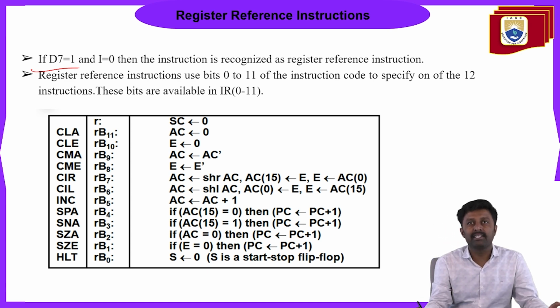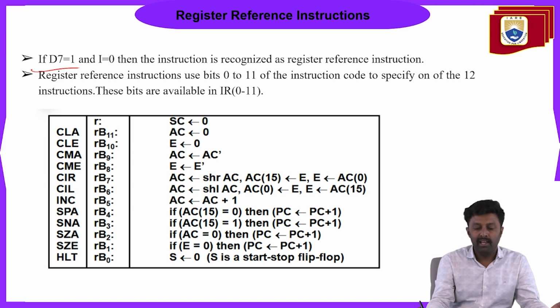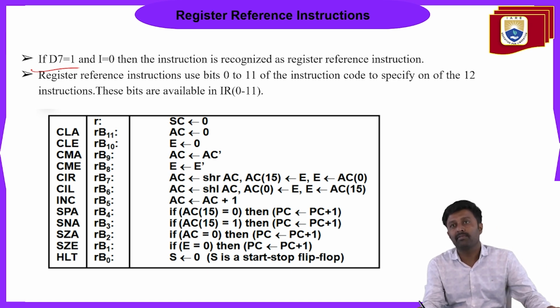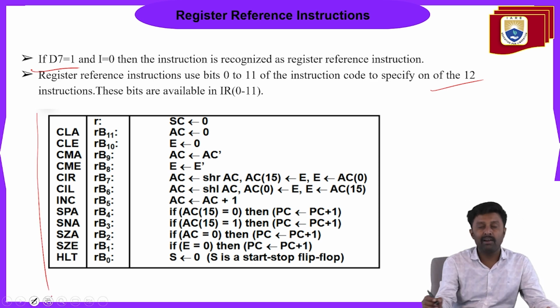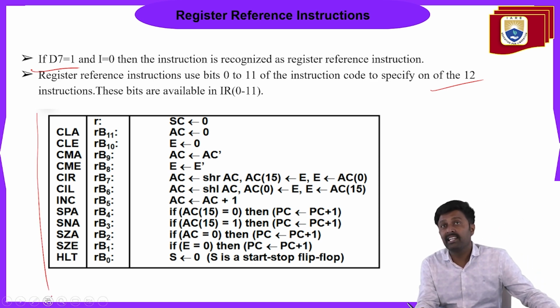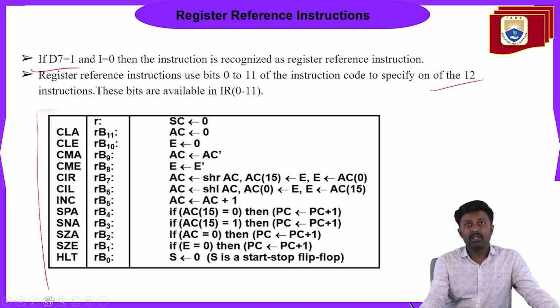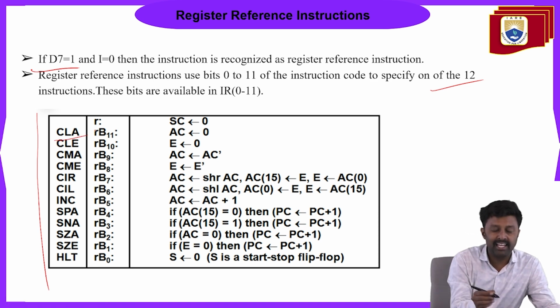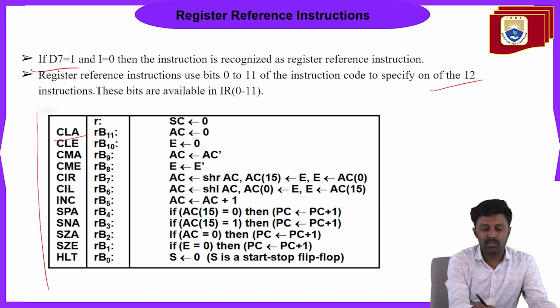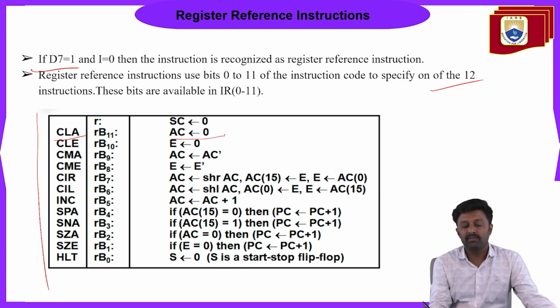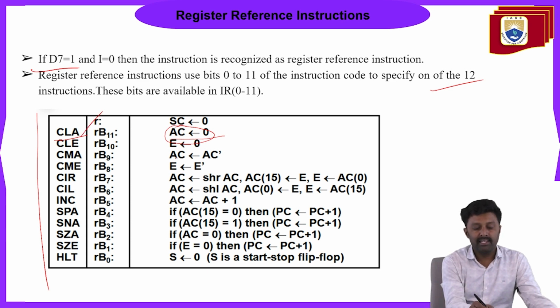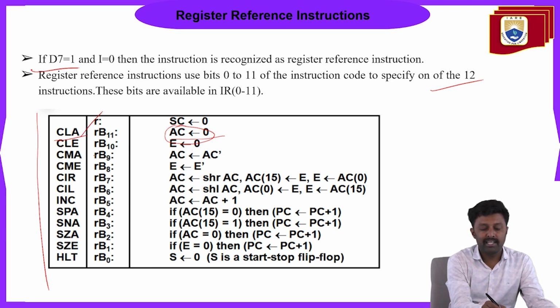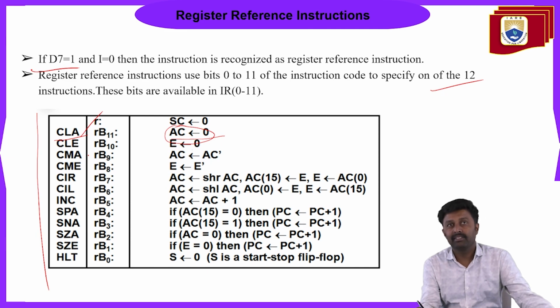The register reference instruction bits will be from 0 to 11, and the instruction code is specified by the 12 instruction. So these are the 11 different register reference instructions here. The first one is CLA, that is clear accumulator. The mnemonic for this is AC with an arrow pointing from 0, which represents clear accumulator. Then 0 is loaded into E, meaning clear E, right?